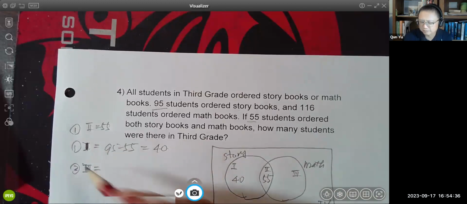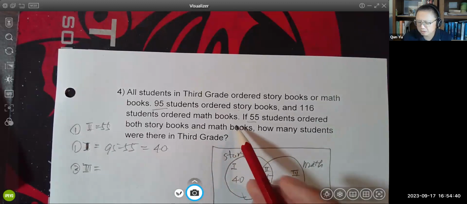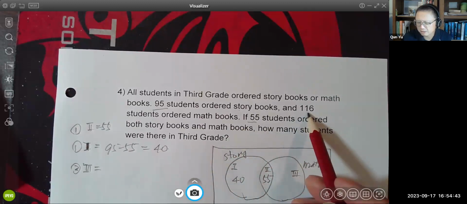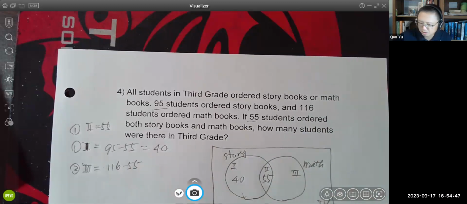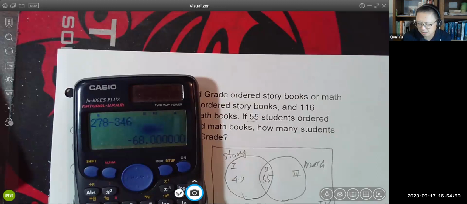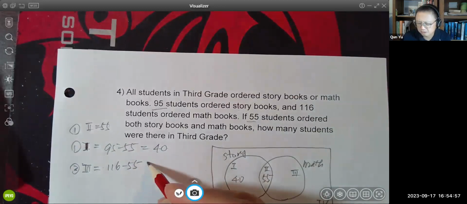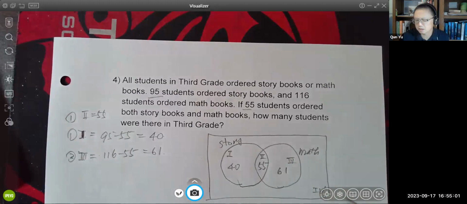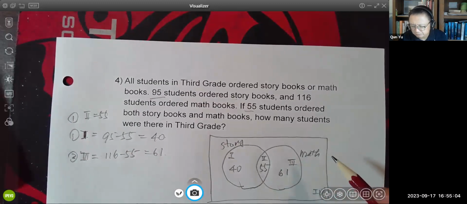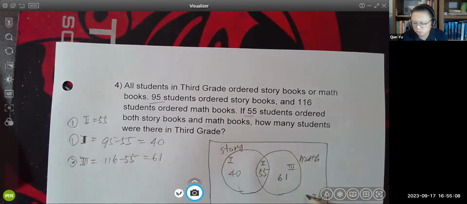Now, region 3. We use the math circle, subtract 55. How many people ordered math books? 116. So 116 subtract 55. I'll use a calculator to make sure I don't make a silly calculation mistake. Minus 55. 61. So that means 61 students ordered only math books. Now, how many students were there in 3rd grade? This is region 4.